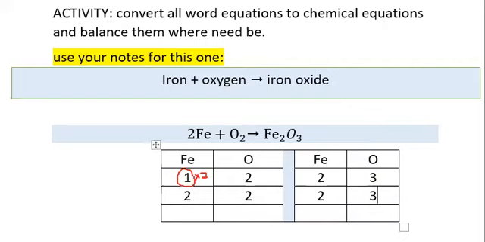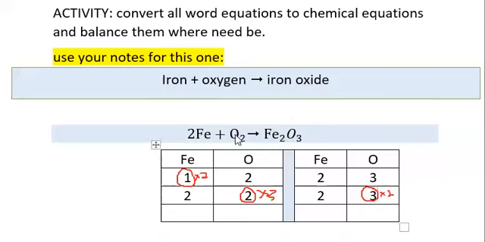And now the next thing I need to balance is oxygen, right? So oxygen on this side is 2. Oxygen in the products is 3. I need to bring 2 and 3 to a common number. The common number between 2 and 3 is 6, right? If I count in 2s and I count in 3s, then the first number that they both will land on is 6. So the next question I ask myself is what times 2 will give me 6 and what times 3 will give me 6, right?